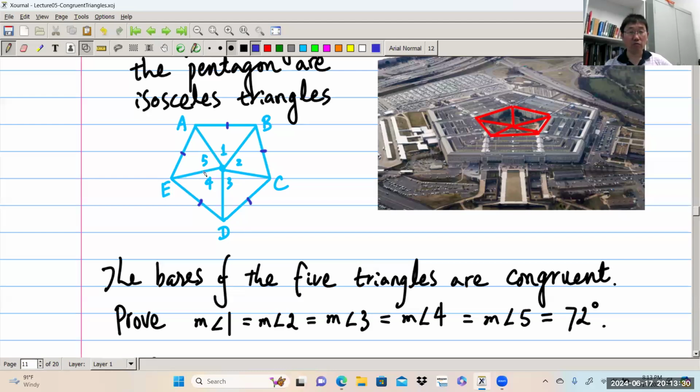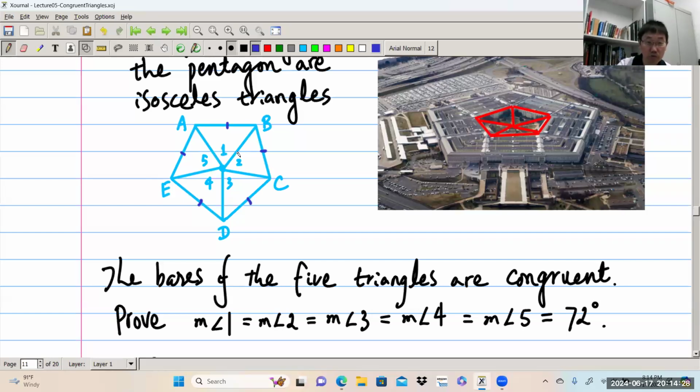So angle 1, angle 2, angle 3, angle 4, angle 5 have the same measure, and the measure of each angle is 72 degrees. So how to prove that? Obviously, if I can prove these 5 angles are congruent, then they have the same measure. And the sum of the measures of these 5 angles should be 360 degrees, because these 5 angles make the full revolution. Then if they are congruent, the measure of each angle is simply 360 degrees divided by 5, which is 72 degrees. So all you need to do is prove these 5 angles are congruent. Then you can compute the measure of each.